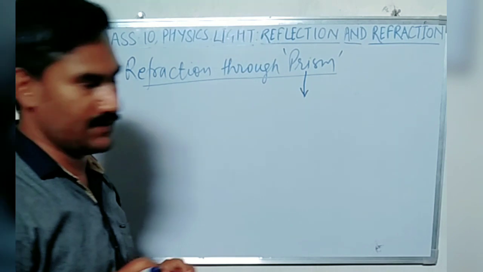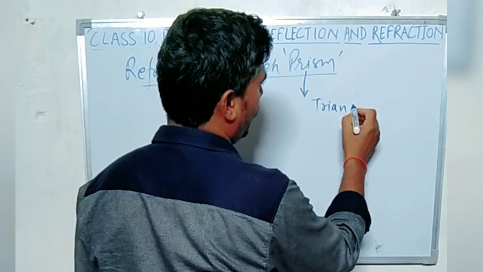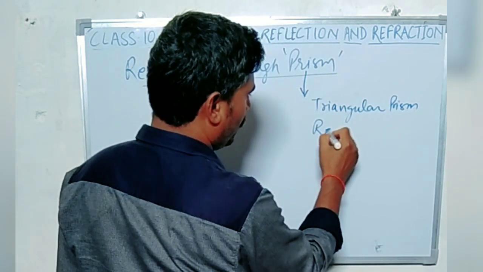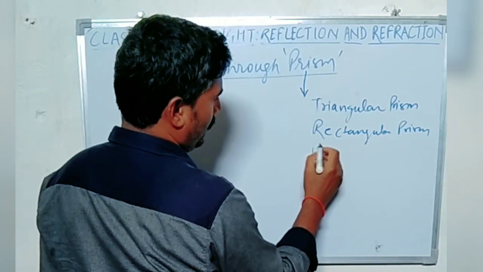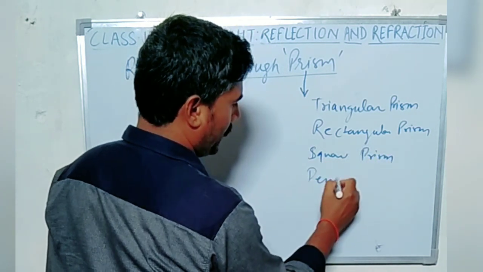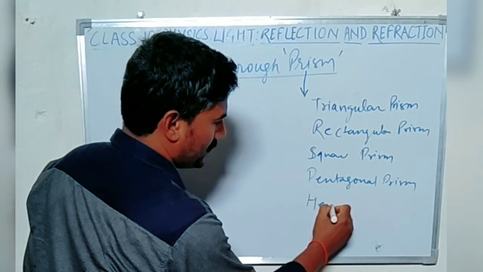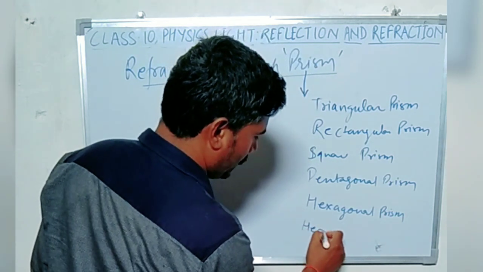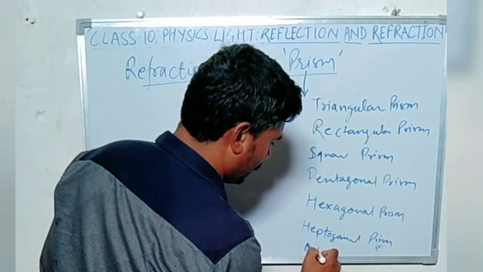the refraction through prism. In prism we have different varieties like triangular prism, rectangular, or square prism, pentagonal prism, hexagonal prism, heptagonal prism, octagonal prism.